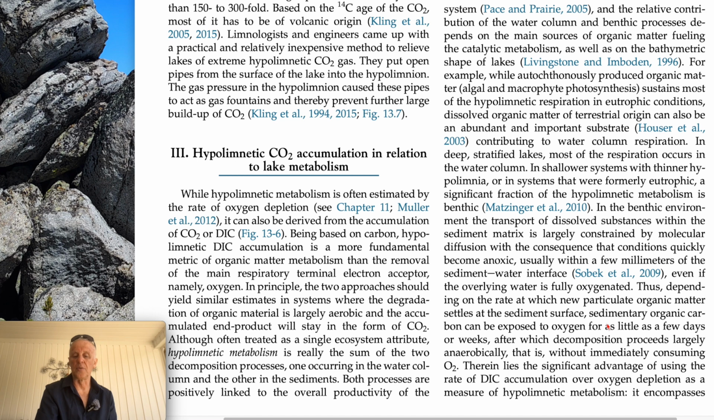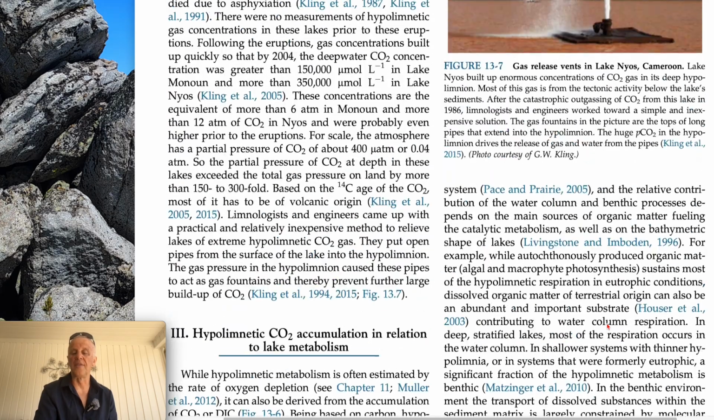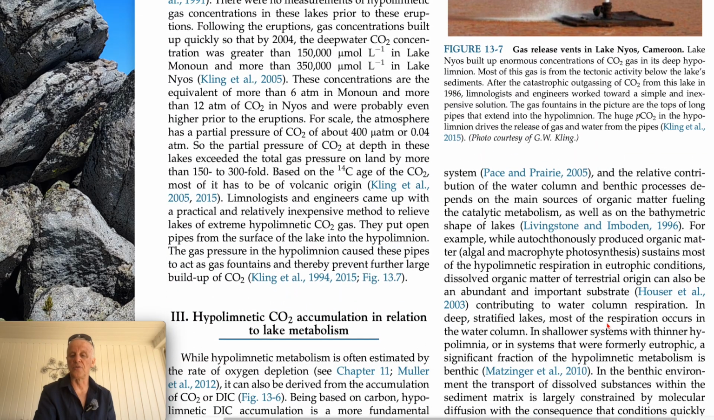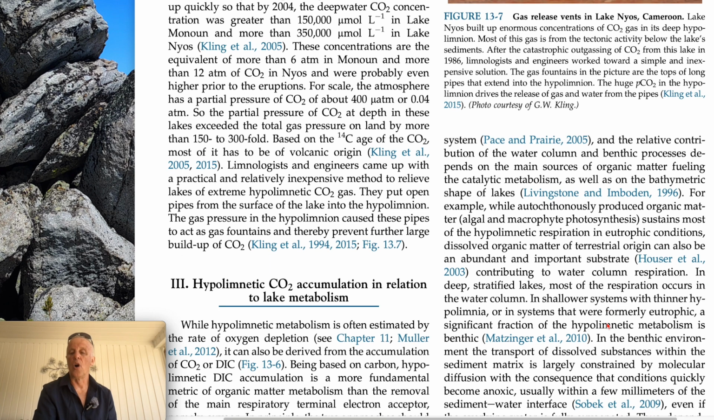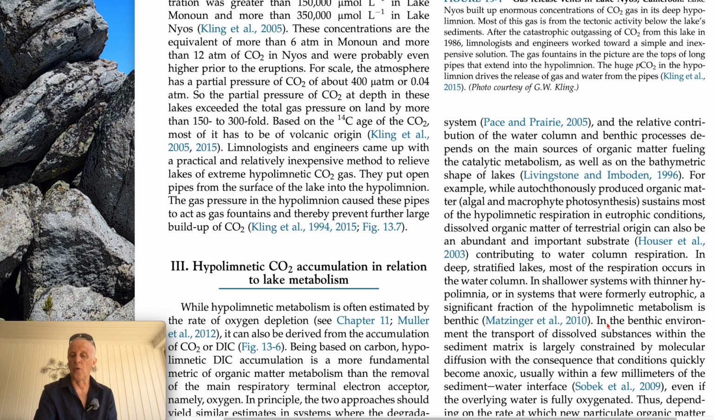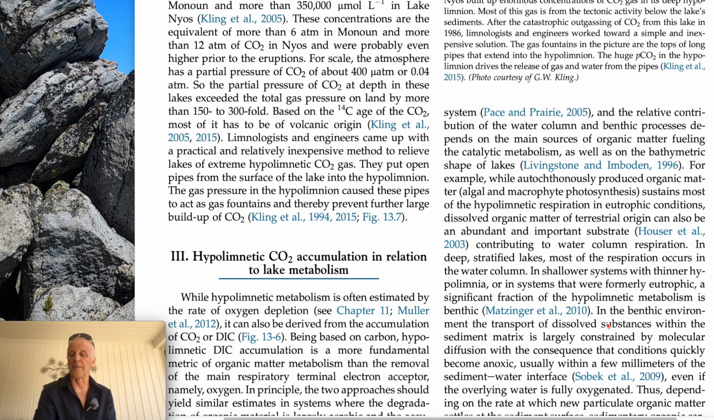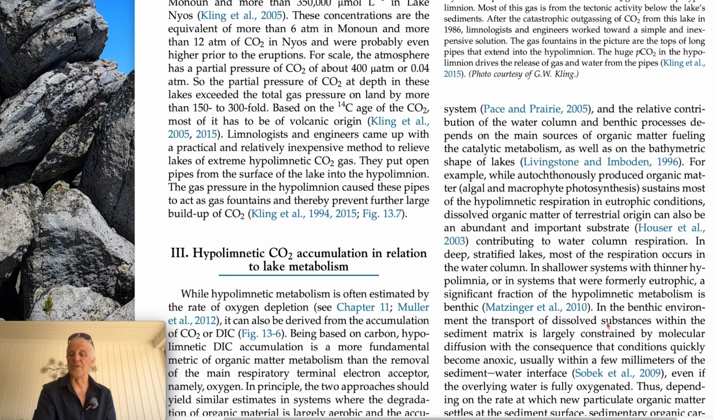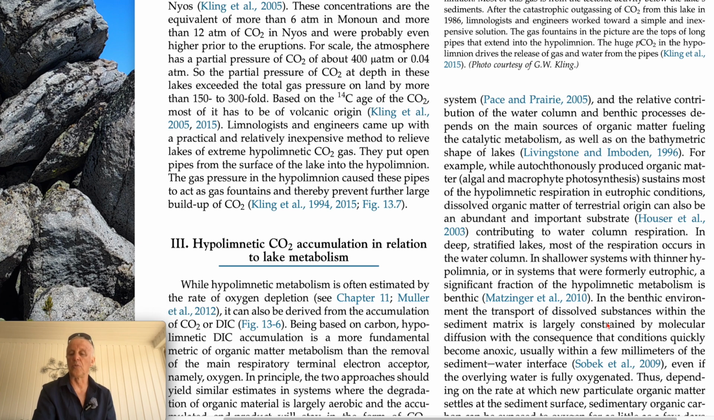Although often treated as a single ecosystem attribute, hypolimnetic metabolism is really the sum of two decomposition processes, one occurring in the water column and the other in the sediment. Both processes are positively linked to the overall productivity of the system, and the relative contribution of the water column and benthic processes depends on the main sources of organic matter fueling the metabolism as well as on the bathymetric shape of lakes. For example, while autochthonously produced organic matter, for example algae and macrophyte photosynthesis, sustains most of the hypolimnetic respiration in eutrophic conditions, dissolved organic matter of terrestrial origin can also be an abundant and important substrate, contributing to water column respiration.